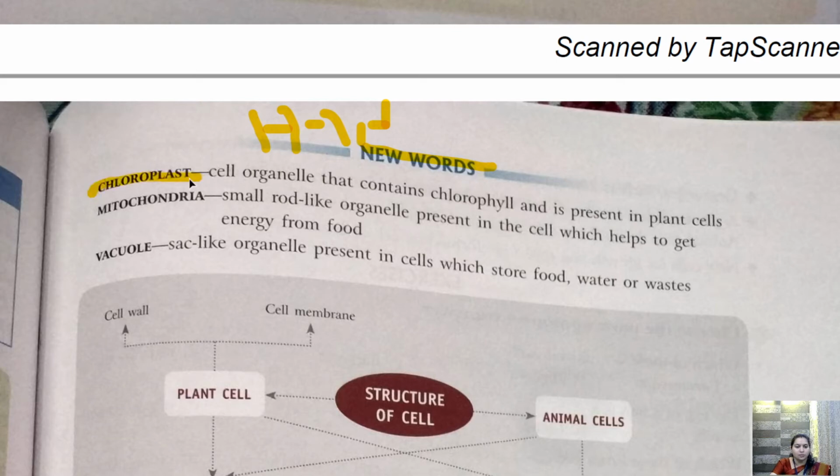So what is chloroplast? What is mitochondria? What is vacuole? So chloroplast is a green pigment in a cell organelle that contains a chlorophyll, that is a green pigment, and it is only present in plant cell. Mitochondria is a rod-like organelle which help to get energy from the food. Vacuole stores food, water and waste. Okay. So these are the new words.